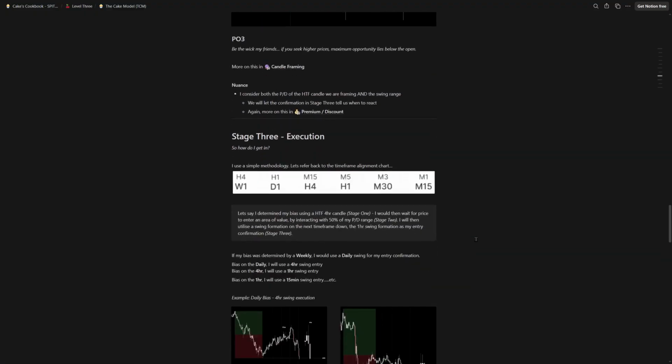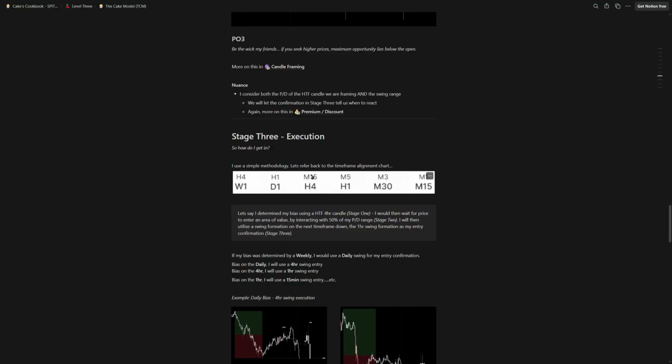So stage 3, execution. So how do we get in? I use a simple methodology, and let's refer back to the time frame alignment chart, okay? So let's say I determine my bias using a high time frame 4-hour candle, stage 1. I would then wait for price to enter an area of value by interacting with the 50% of my premium and discount range, stage 2. Okay, so I'm looking for a 4-hour bias. I will then utilize a swing formation on the next time frame down, the 1-hour swing formation, as my entry. Okay, so that would be stage 3.